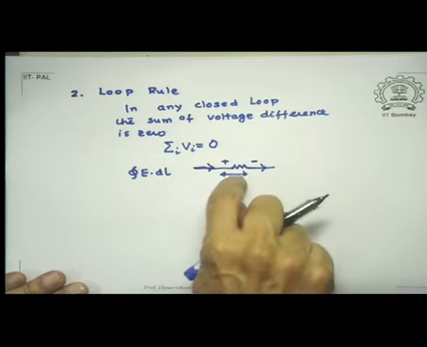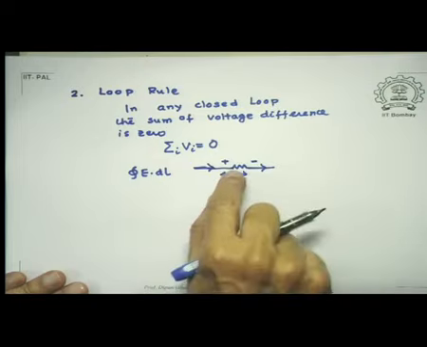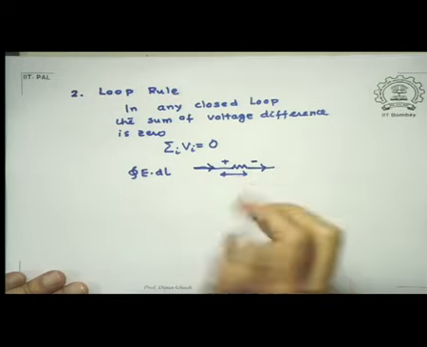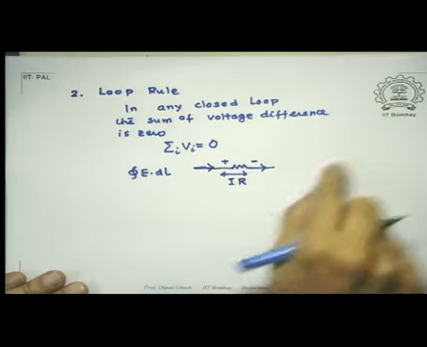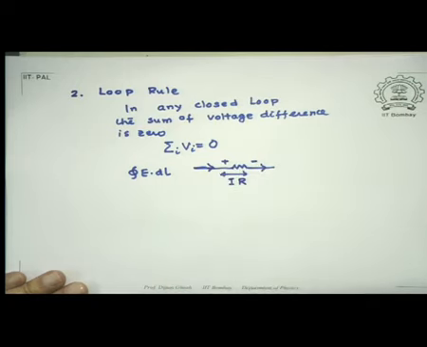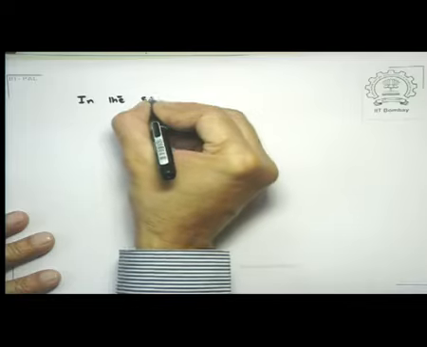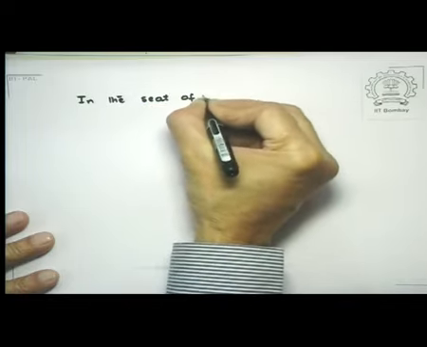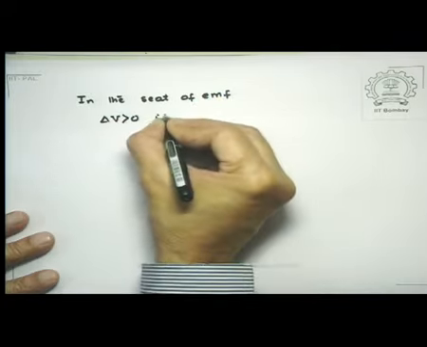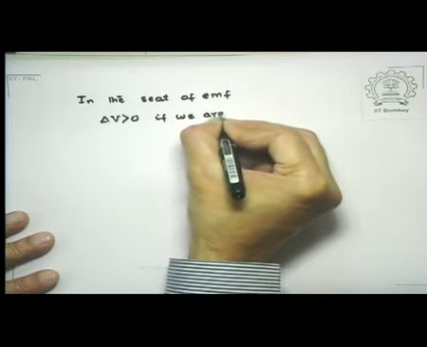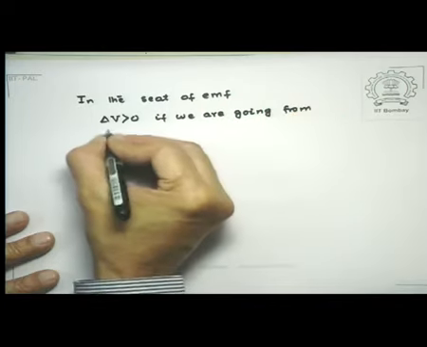And of course, we normally talk about an ohmic conductor. So delta V, the potential drop, is equal to I times R, and that drop has to be taken care of as you go around a loop. Now, in the seat of EMF, delta V is greater than 0 if we are going from the negative terminal to the positive.